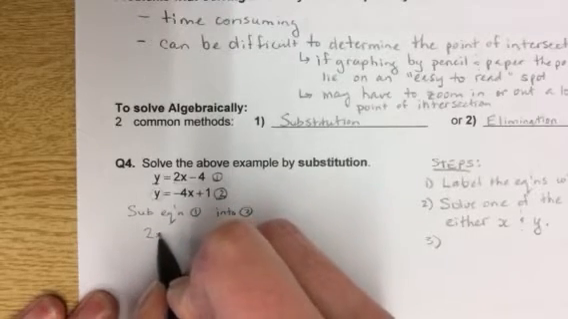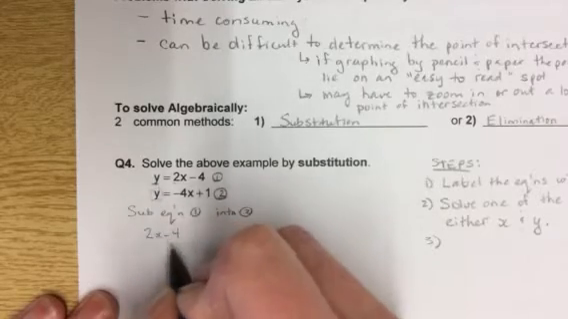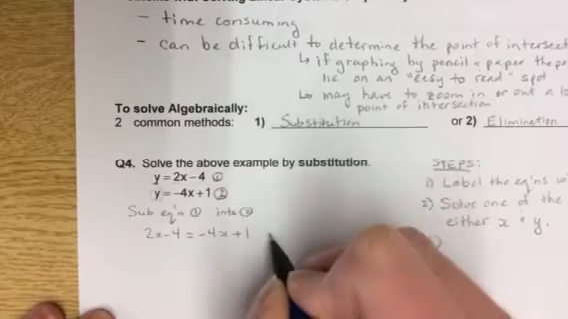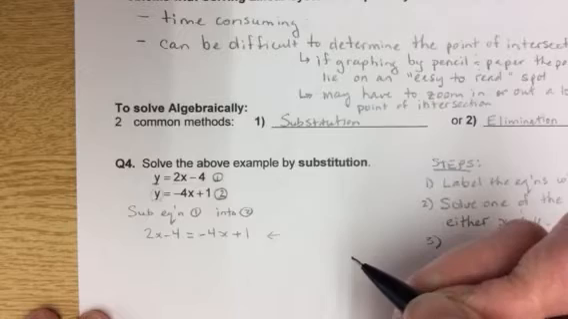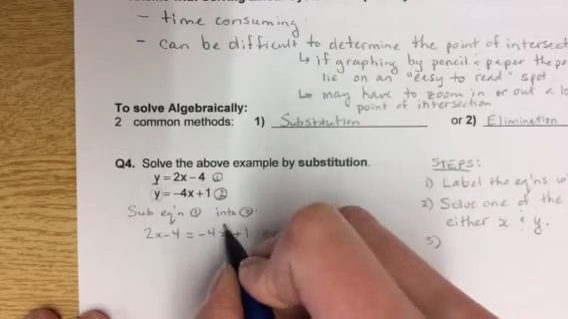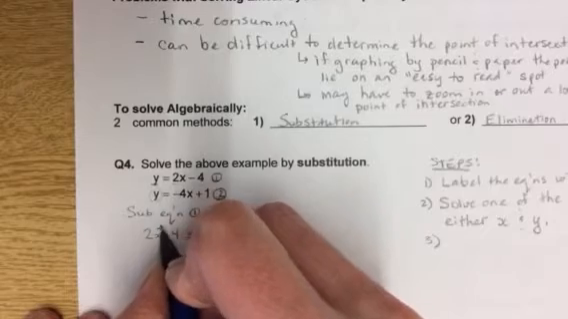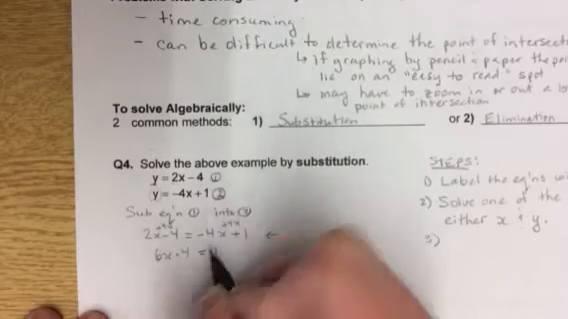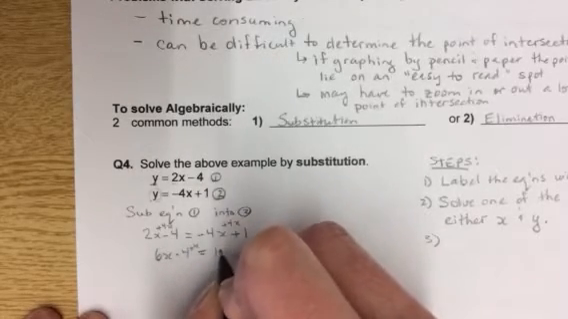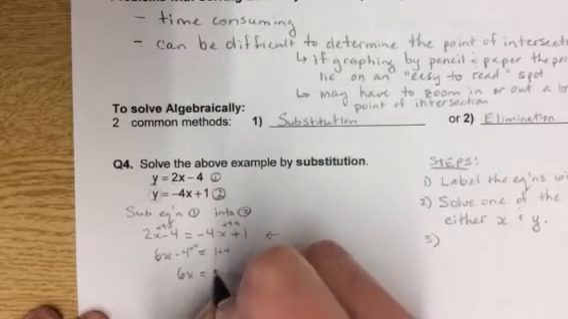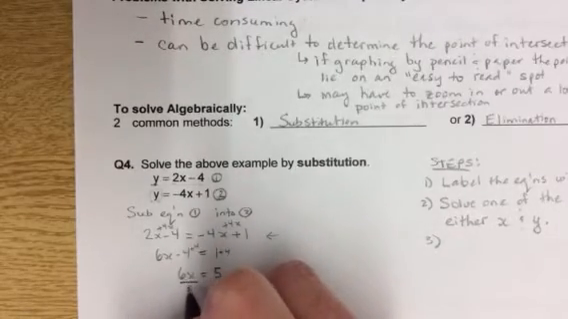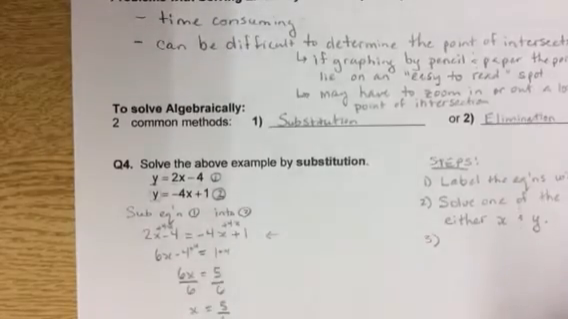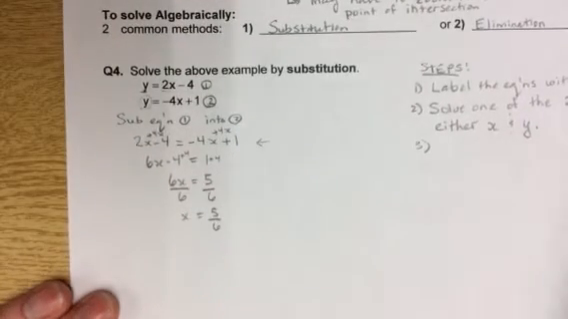So my new equation would be 2x take away 4, so my y became that from the first equation, will equal negative 4x plus 1. And now this equation only has one variable in it, so we're going to solve for the x. I'm going to add 4x to both sides to undo the minus 4x, so we get 6x minus 4 equals 1. Then I'm going to add 4 to both sides to undo the minus 4. So I get 6x equals 5. And then to undo the times by 6, I divide both sides by 6, and x equals 5 over 6. And there is my x coordinate for my point of intersection.